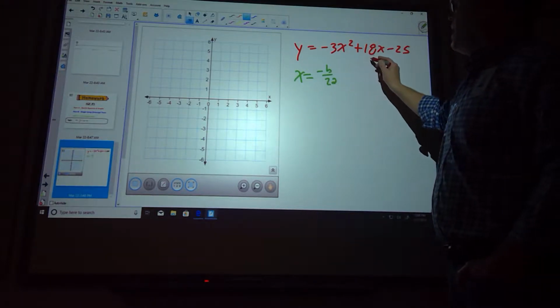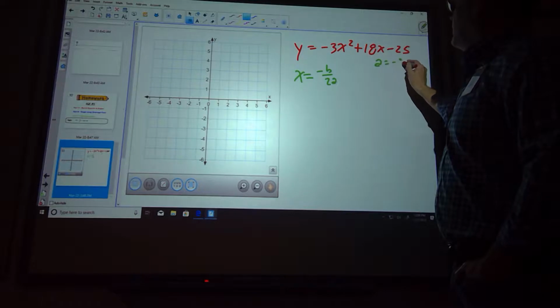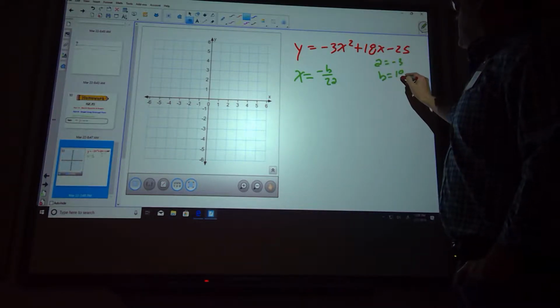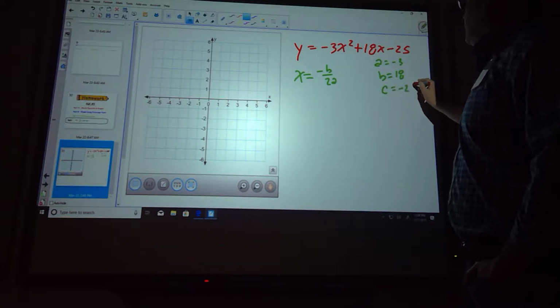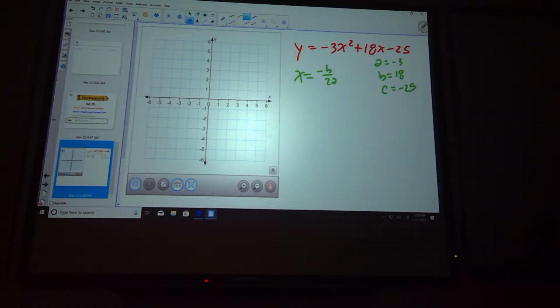So let's identify a. My a value is negative 3. My b value is 18. And heck, let's not leave the c value out. We'll deal with more of the c value later. The c value is actually where it crosses the y-axis. So this would cross at 0, negative 25, which is way off our grid, so we don't really worry about it all the time.